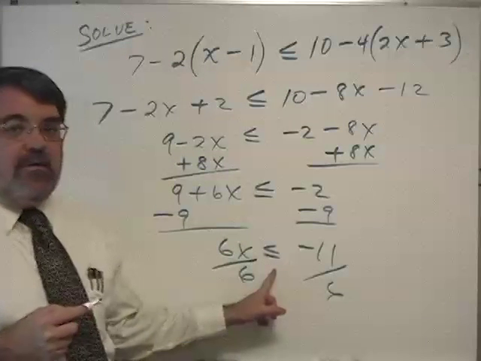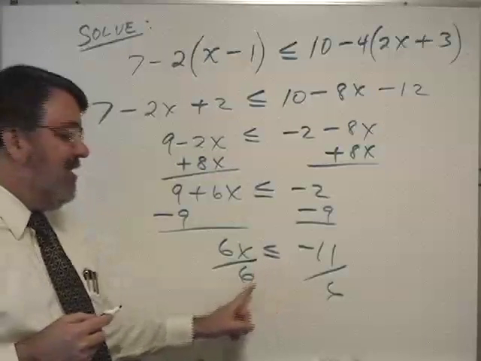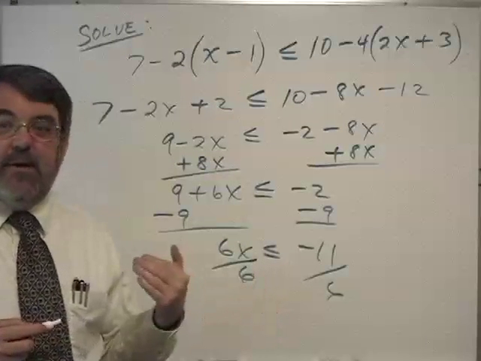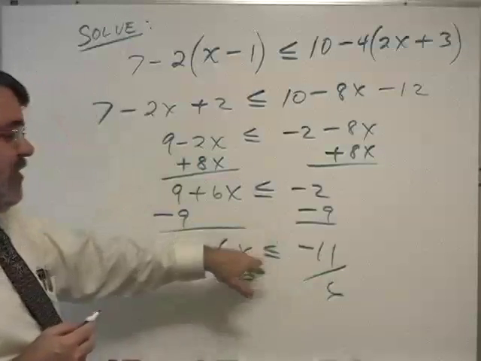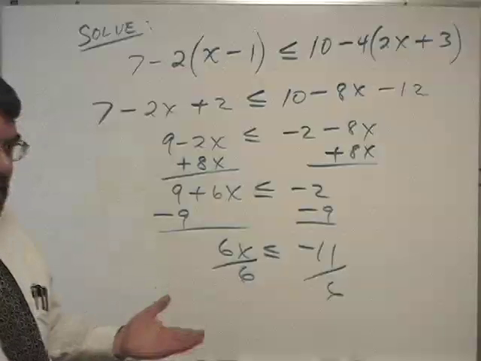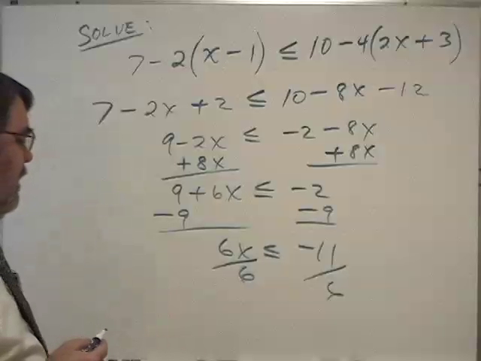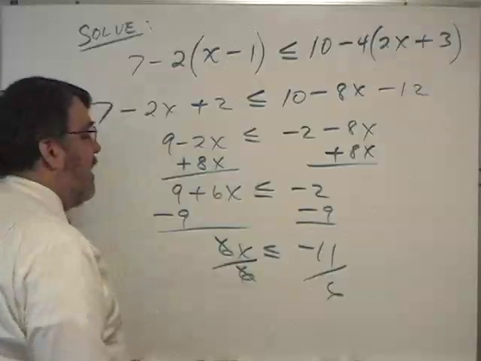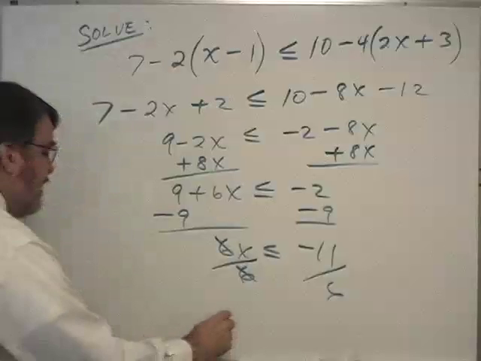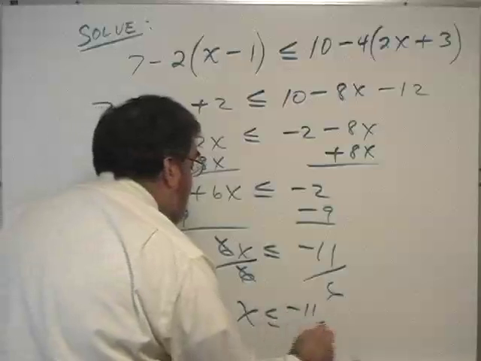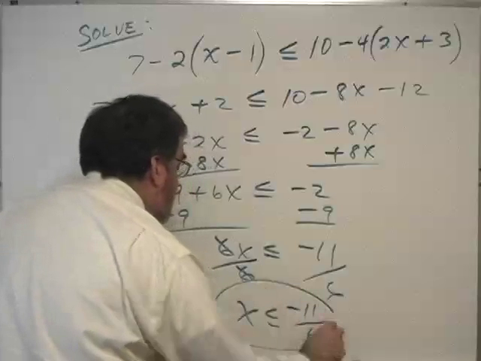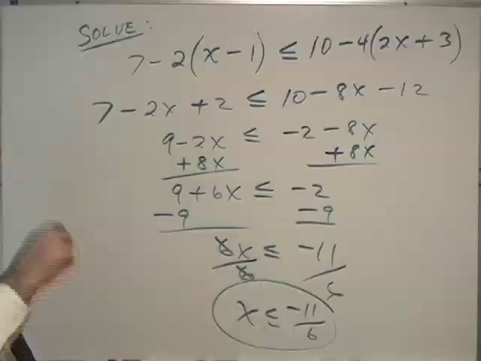Do I change the inequality? No, because I divided this time by a positive number. It's only when you divide by that negative that you've got to switch this around. Or multiply by a negative. All right, so these cancel, leaving x is less than or equal to negative 11/6. All right, so there's our answer.